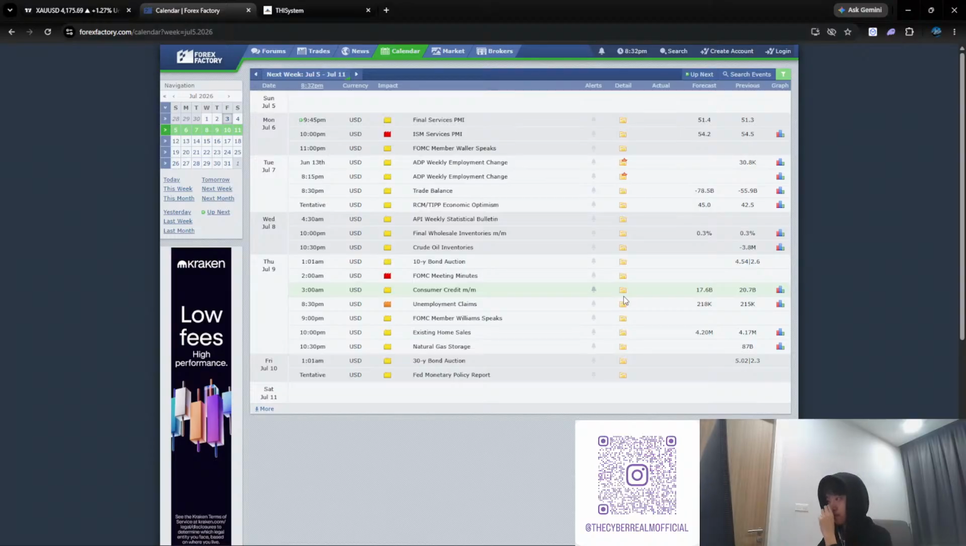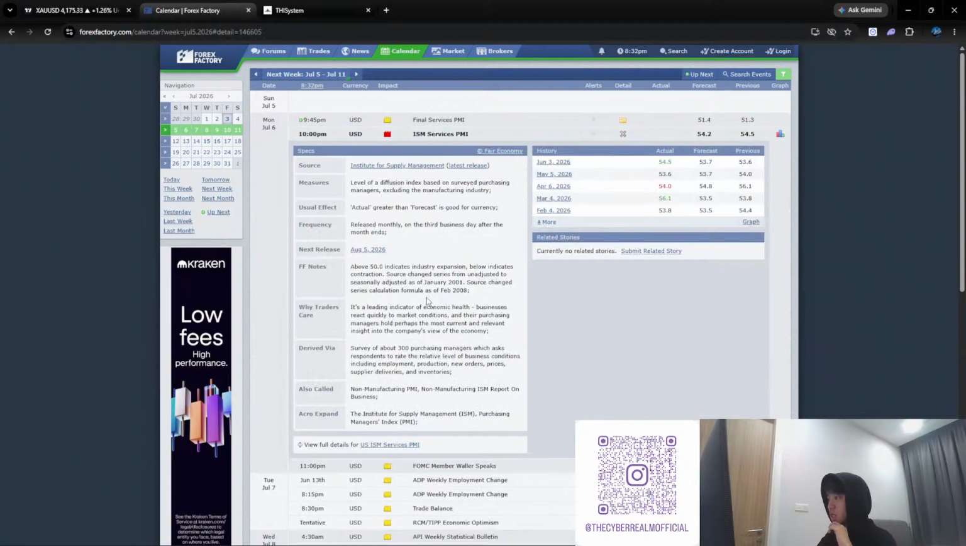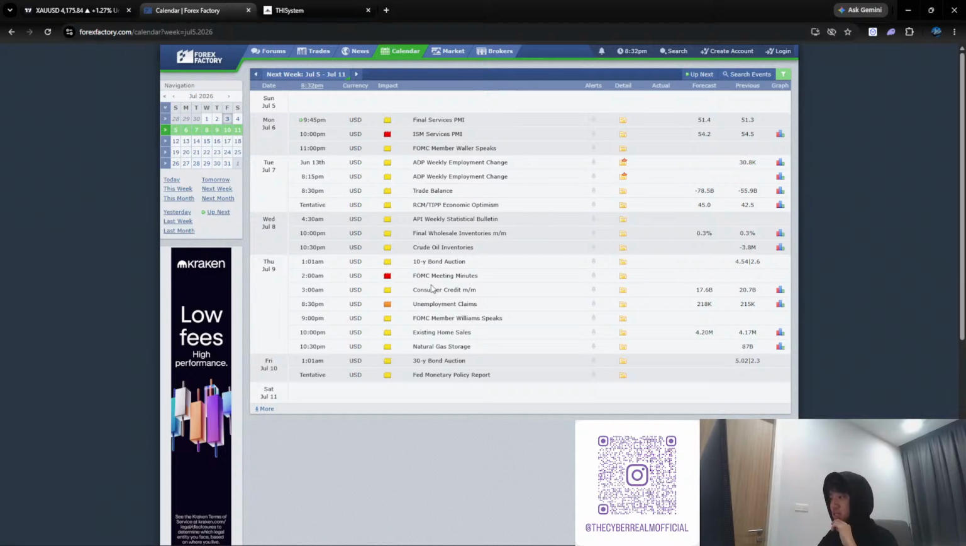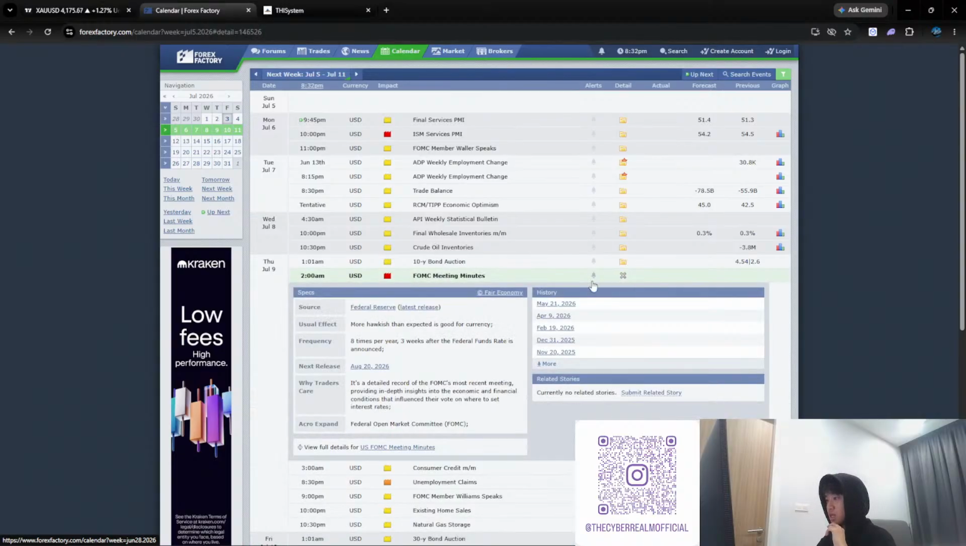Over here, you can see next week has two important things. On Monday, we have our ISM services PMI. PMI is basically in charge of the economic health, so businesses will impact it quite easily, which will affect the dollar as well. Then we will have our FOMC meeting minutes. More hawkish than expected is good for the currency. Hawkish means it is supporting USD, dovish means it is not supporting USD. There's only 8 times a year for this.